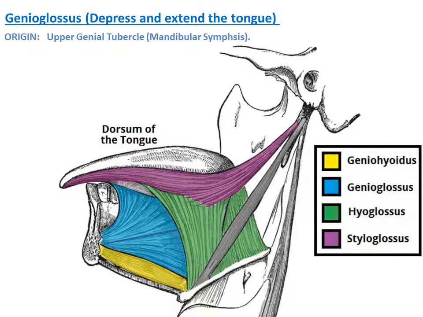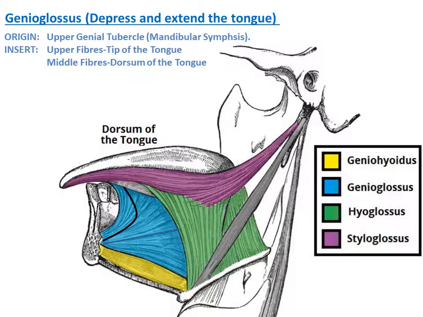The origin is from the upper genial tubercle, from the mandibular symphysis, from inside. Insertion: there are three types of fibers. Upper fibers insert into the tip of the tongue. Middle fibers to the dorsum of the tongue. Lower fibers to the body of the hyoid bone.